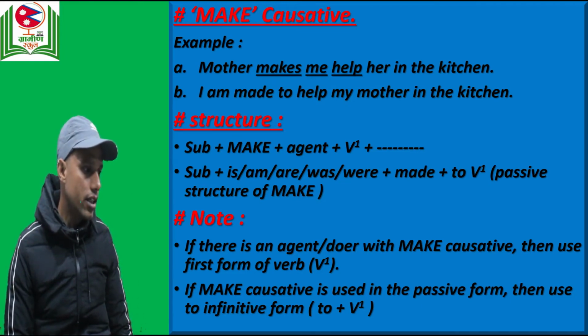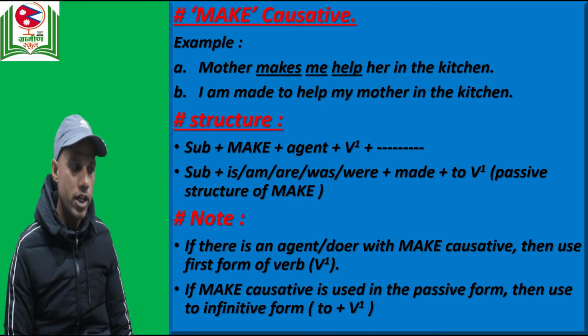Now let's see the next example. Number B, I am made to help my mother in the kitchen. Now let's notice the difference between these two sentences. In the first sentence we have make causative, and after it we have the agent, me, right? So if there is an agent with make causative, then you should use verb 1 form or bare infinitive form. Help, it is in verb 1 form, right?